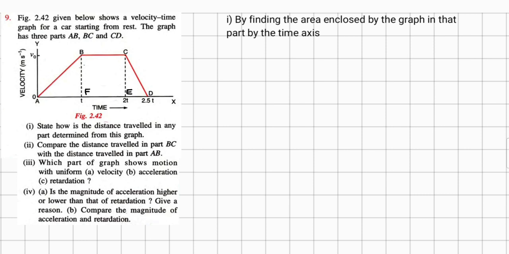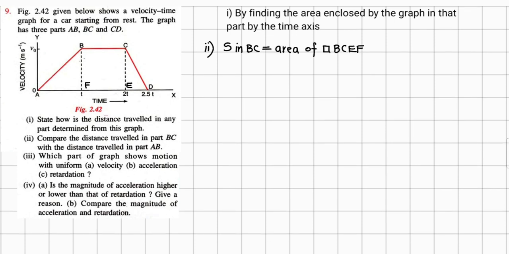So let's calculate by finding the area. So that will be equal to area of rectangle BCEF. Substitute the values, that is length into breadth. That is VOT. Have a look carefully. This is VO and from t, it is till 2t. So 2t minus t will give me t. Hence, the area is VO into t, that is VOT.